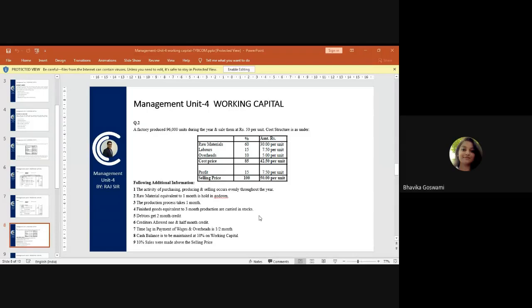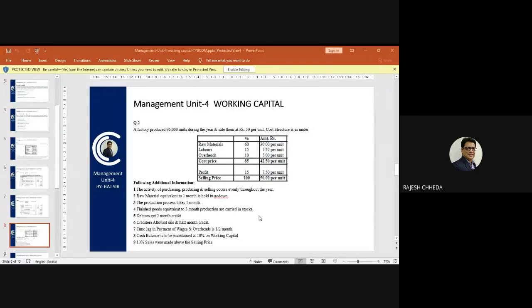8,000. 96,000 divided by 12 gives us one important piece of information: 8,000 per month, and they sell them at rupees 50 per unit. So we will keep in mind that total sales of the company for the entire year is 96,000 into 50, and for 1 month it is 8,000 into 50.